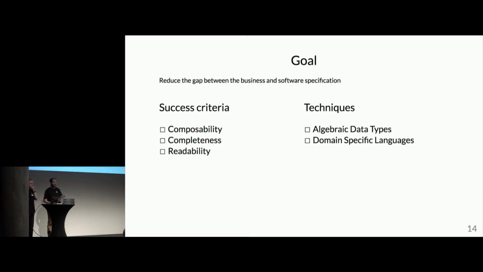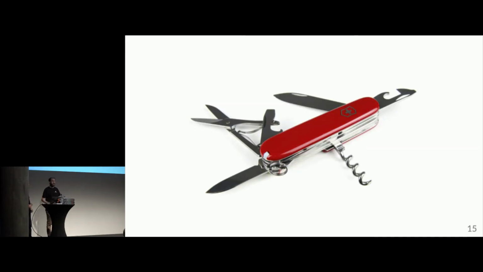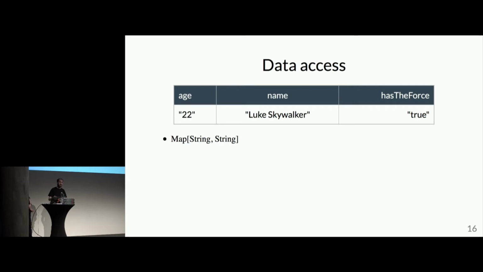So there are three success criteria that Doug just explained, and we're going to introduce two techniques. The whole goal of this is to reduce the gap between the specification of software and how the business talk about problems, essentially. Before we get into the implementations, however, we're going to need to introduce a couple of tools first. The first tool is we need some data access.